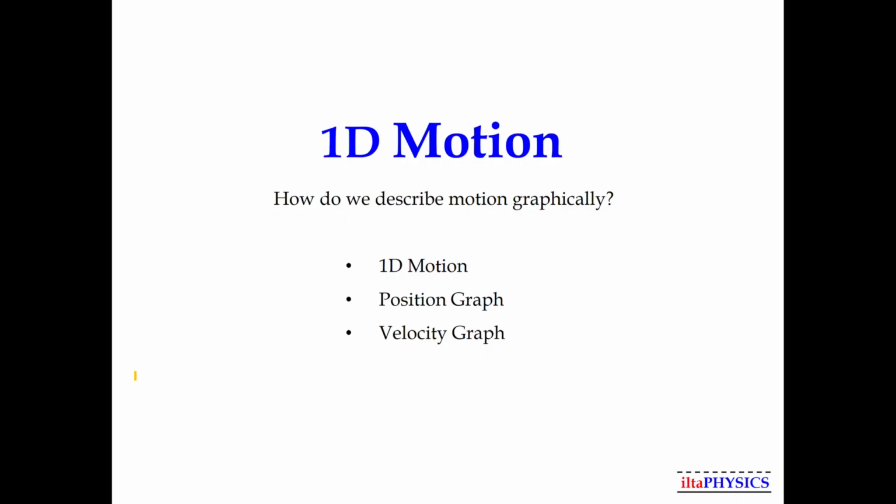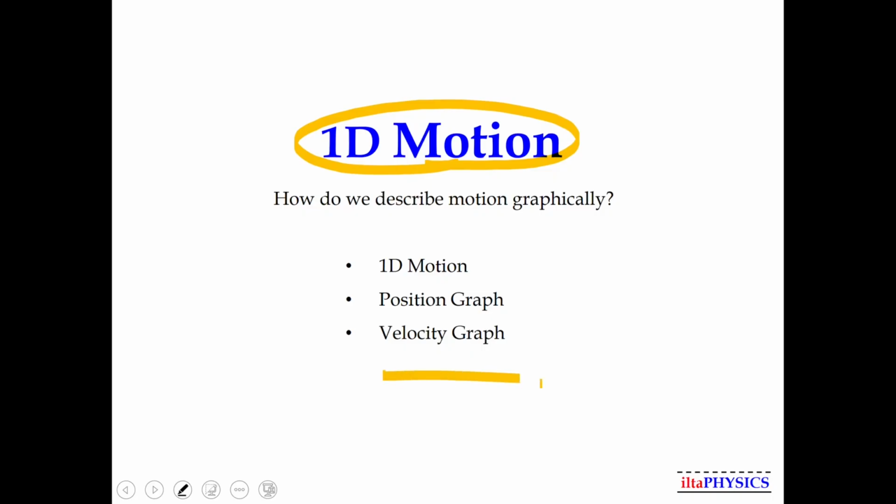Today, we are going to study one-dimensional motion or straight-line motion. As the name suggests, 1D motion means an object moves along a straight line, either to the right or left, or up or down. But before we dive into new material, let's quickly review what we covered last time.